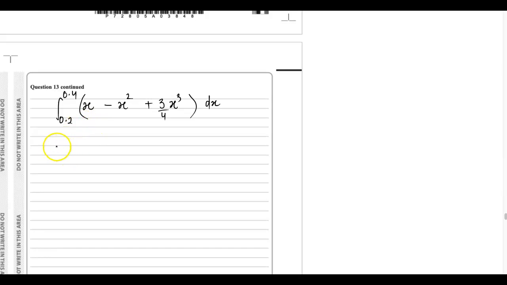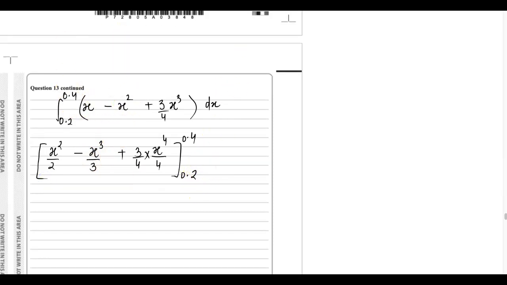So let's integrate it. We're going to be getting x squared by 2 minus x cubed over 3 plus 3/4 of x to the power 4 over 4, and we have limits 0.2 to 0.4. Now is the time to use your calculator quickly and see what answer you get. Okay, so if I just quickly duplicate this, because this is what we're going to be needing here.